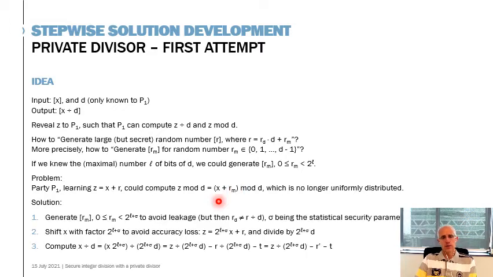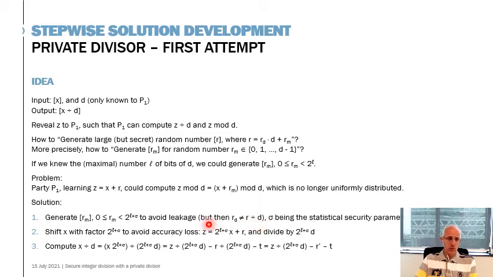The way we solve that is by increasing Rm. So not with an upper bound of 2 to the power L, but 2 to the power L plus sigma, where sigma is the statistical security parameter. In this way, we can assure that this is still more or less uniformly distributed, so we don't have leakage, but we run into an accuracy problem because Rm is so large that Rd will no longer be the div result of R divided by D.